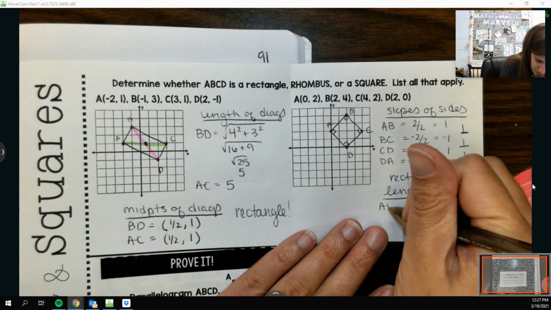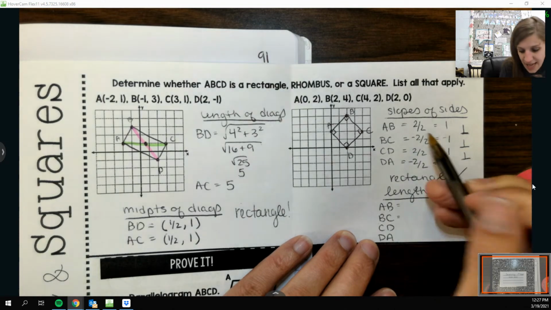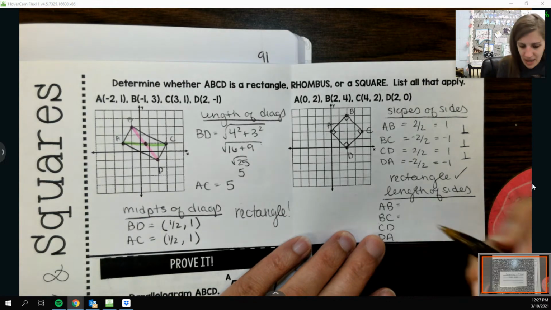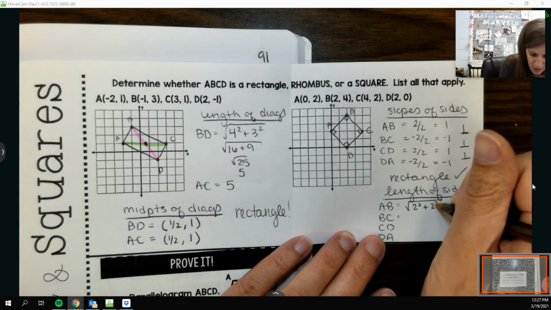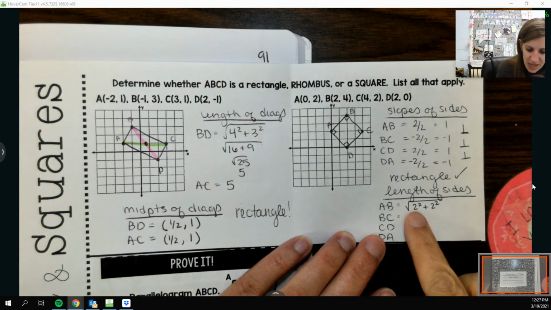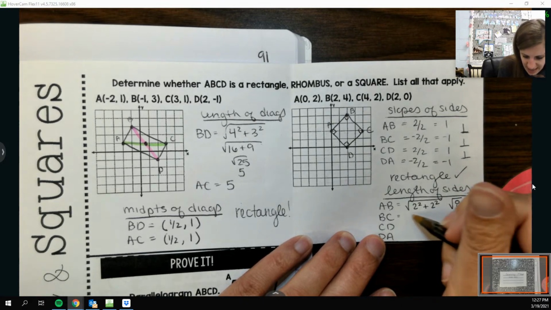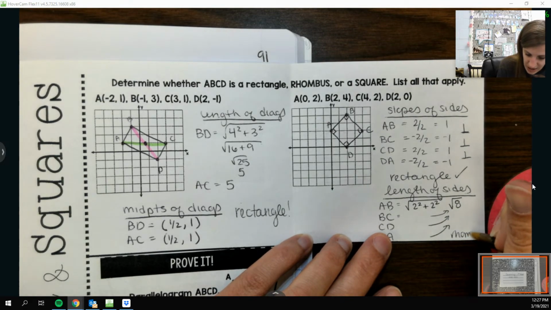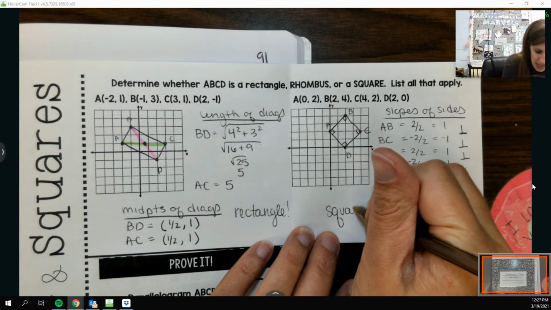So if I do AB, BC, CD, and DA, I already have my rise and run up here, and they're all the same. So when I do the square root of rise squared plus run squared, even when the number is negative, it's still going to turn into a positive when I square it. So 4 plus 4 is 8. The square root of 8, I don't know, but they're all going to be that. And so I can see that I have all congruent sides, making me a rhombus. And so since I have a property of both, this is a square.